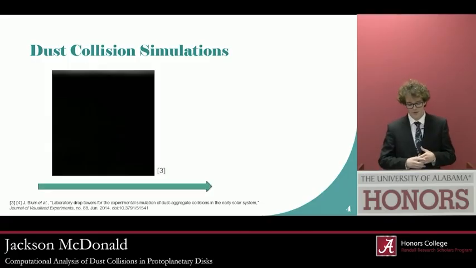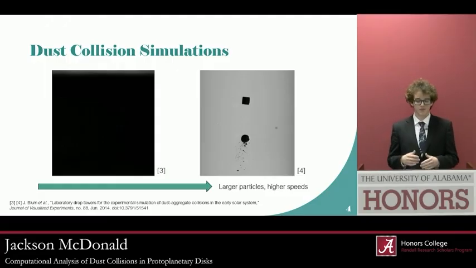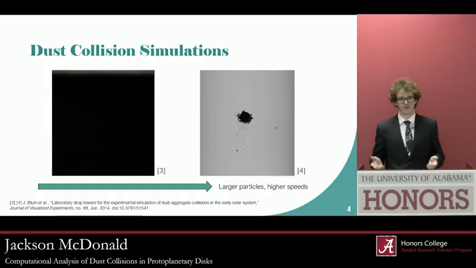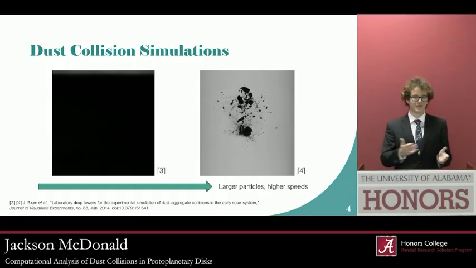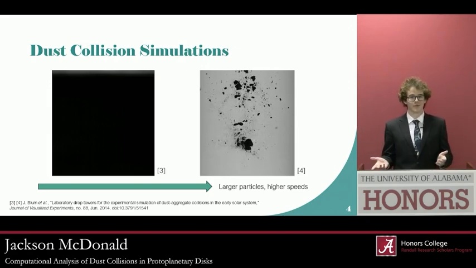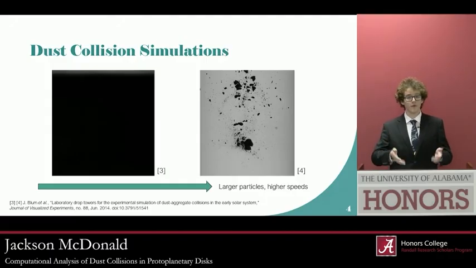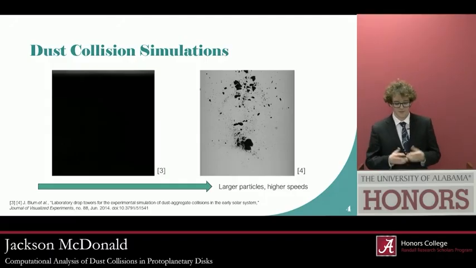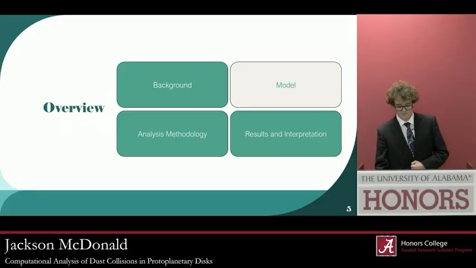However, when we increase the size of the particles, and especially when we increase the speed of the particles, we tend to get bouncing or fragmentation collisions, where particles will blow each other apart. And that leads to a bit of an issue, because we know that kilometer-sized objects exist. We're standing on one right now. They had to form somehow. So we need to find some way around these barriers in order to form those kilometer-sized objects. And that is where the models come in, bringing us to our next section.